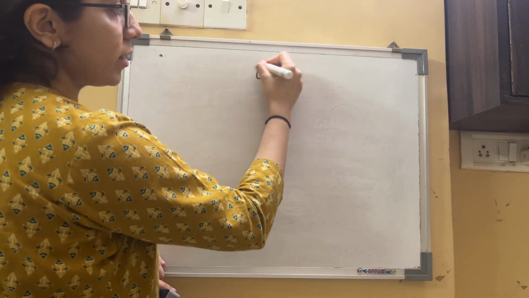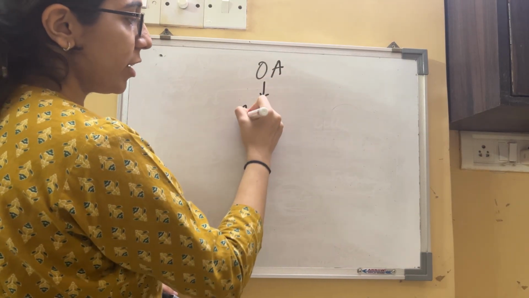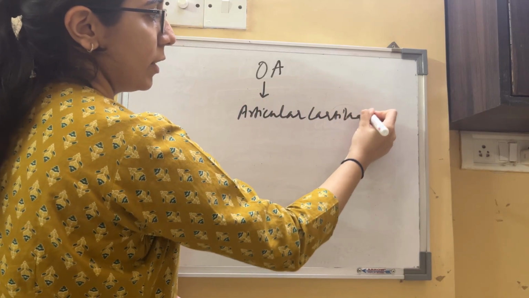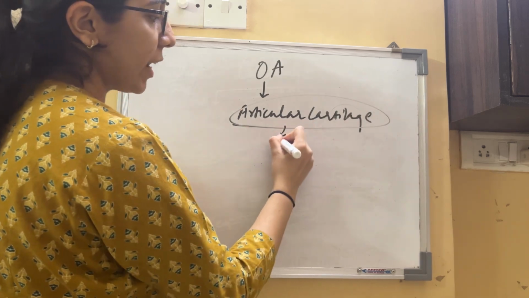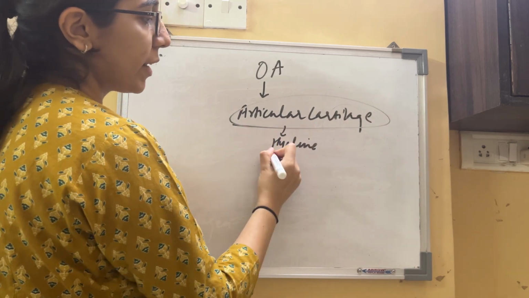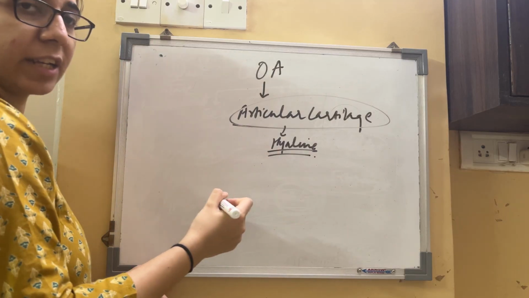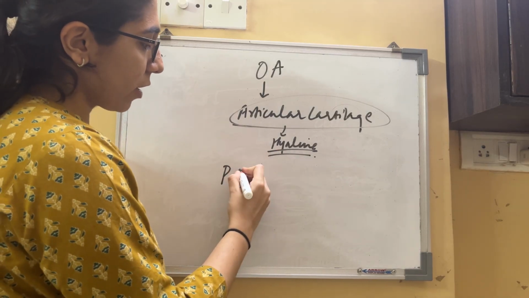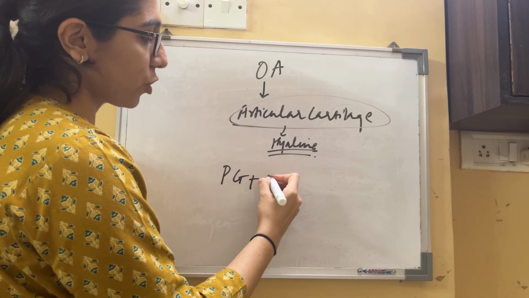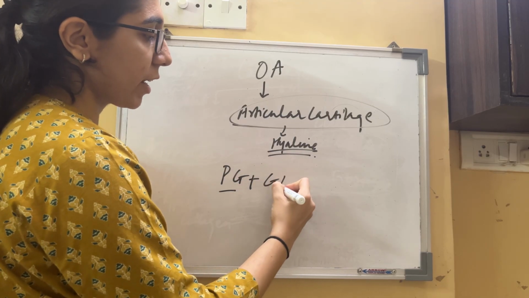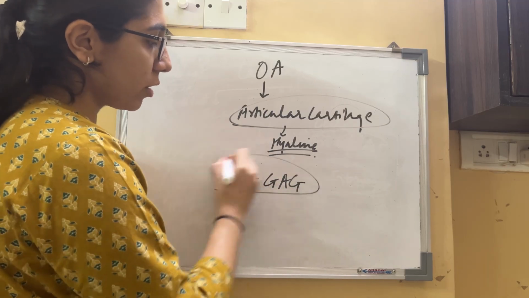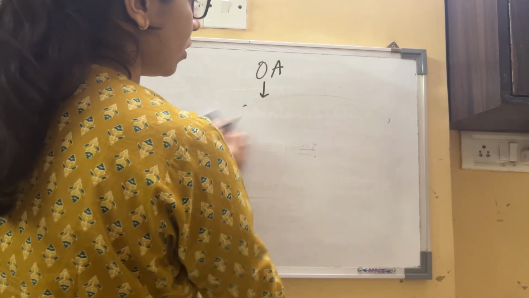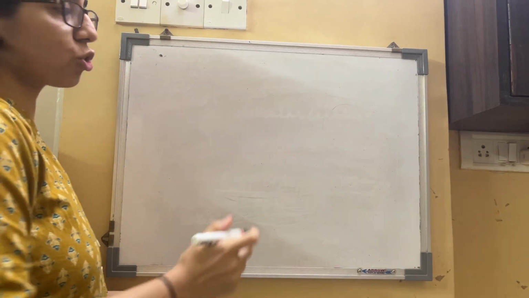In osteoarthritis, the primary structure that is affected is the articular cartilage. The type of cartilage present is hyaline cartilage. Now we'll understand how this cartilage helps. Hyaline cartilage has got a high composition of proteoglycan and glycosaminoglycan. Now what do these two things do? How do these two structures help?